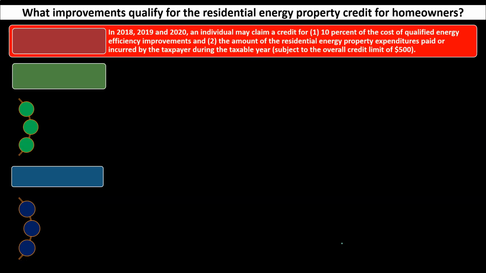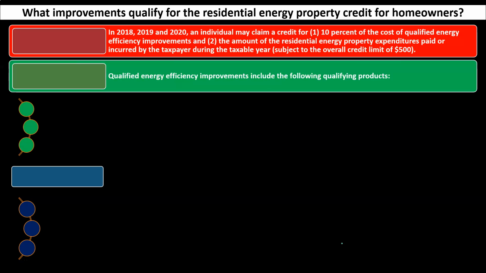In 2018, 19, and 20, an individual may claim a credit for 1, 10% of the cost of qualified energy efficiency improvements, and 2, the amount of the residential energy property expenditures paid or incurred by the taxpayer during the taxable year, subject to the overall credit limit of $500. So we've got the $500 limitation there. Qualified energy efficiency improvements include the following qualifying products.